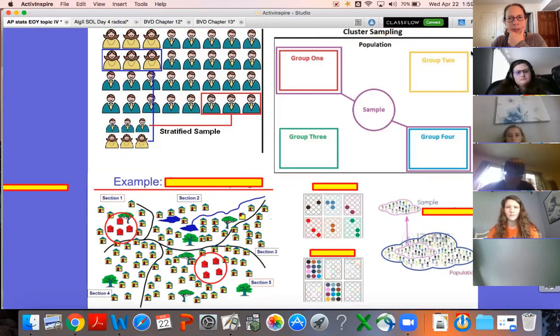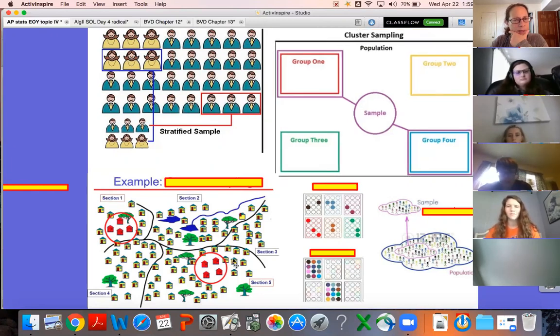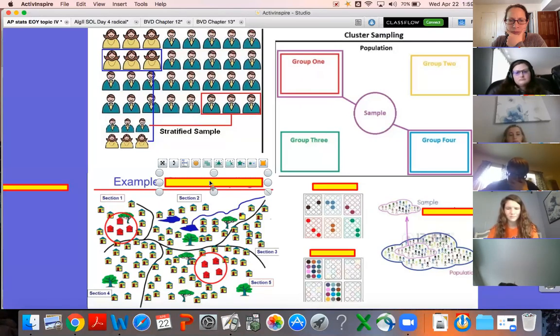Yep, I see Laura says cluster. How about this one? It looks like you have section 1, section 2, section 3, section 4, and section 5 of a neighborhood, and you took 3 houses from this section and 4 houses from this section. I wonder what that's called. What does it appear to be? If I had to guess, I know what I would say. Yep, that's what I would have said.